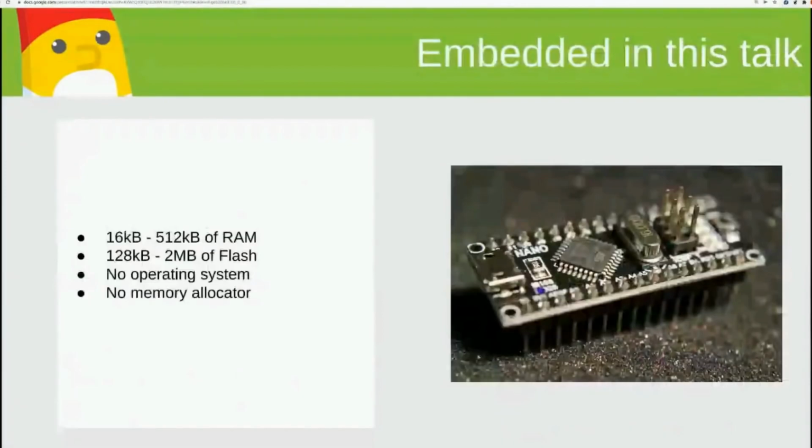Let's start. First, what do I mean by embedded? Some people mean different things by embedded than me. People think that maybe a tiny device with 4 gigabytes of RAM running Linux is an embedded device, but in this case it's very tiny microcontrollers that only have kilobytes of RAM. They only have maybe a megabyte or two of flash for the program itself, and there's no operating system around to help you run the software. There's also usually no memory allocator, although you can supply your own, of course. But it's very bare metal, as we call it.